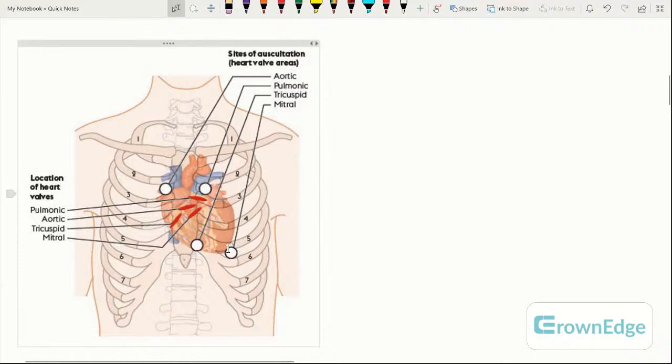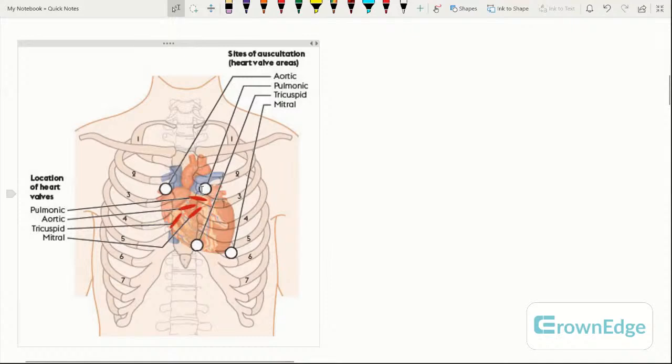So remember, the first area over here in the fifth intercostal space is for the mitral valve. If you keep the chest piece of the stethoscope on this area, you are going to hear a sound, and that sound will be the closure of the mitral valve. Then beside that, at the lower end, you're going to hear another sound, that is the closure of the tricuspid valve. So this is known as the tricuspid valve area.